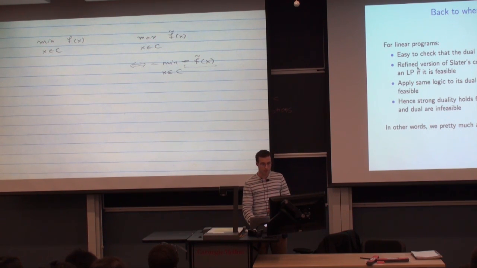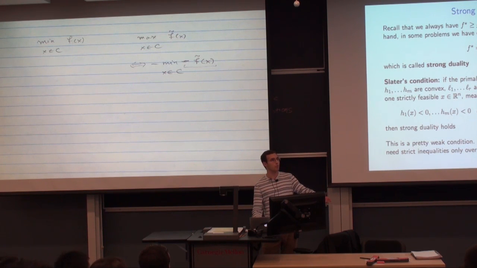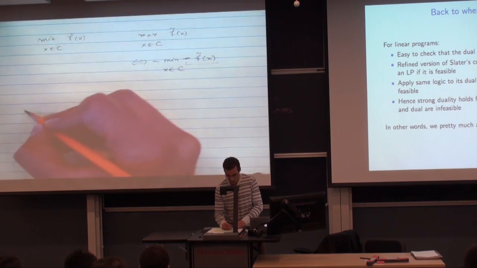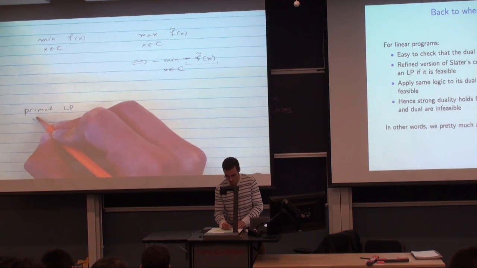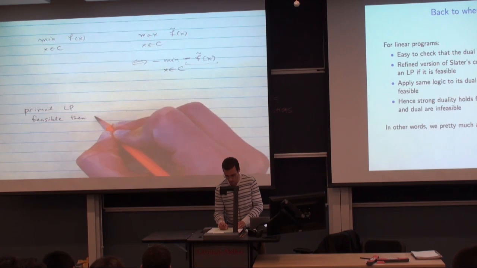Then if we look at the more refined versions of Slater's condition, it tells us that strong duality holds for an LP if it's feasible, right? Because for an LP, every constraint is linear. So what does Slater's condition say? It says that if we look at this weaker version, as long as there's an x that satisfies the constraints, we get strong duality. Right, so I take, let's just say, the primal LP. We know that if it's feasible, then we get strong duality.